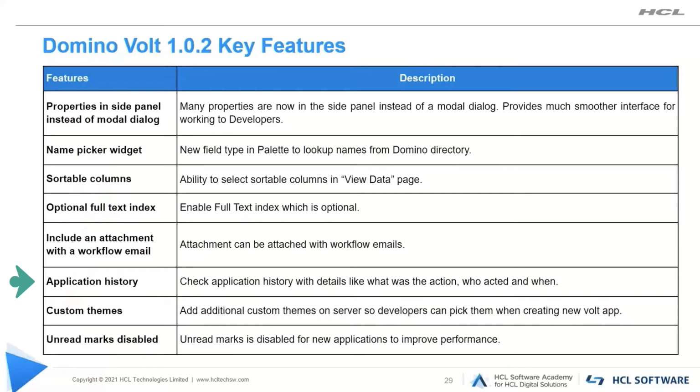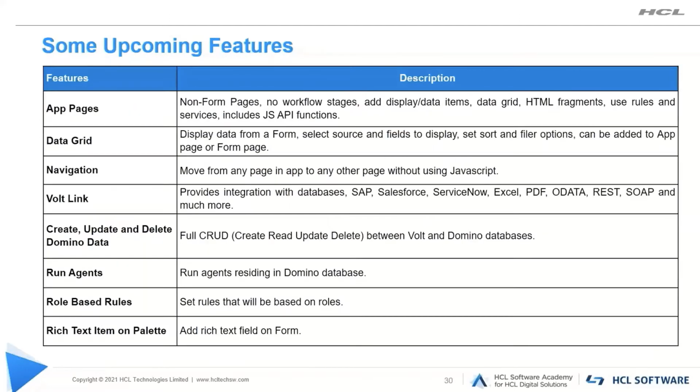Application history. You can now check the application history with the details like what was the action performed on the Volt app, who has done that action, and when was the action performed. Custom themes. You can add custom themes on the Volt server so that they can be picked up while creating new apps. The custom themes can be applied to multiple applications. Unread marks disabled. Unread marks are now disabled in the database for the new applications created in Domino Volt 102 so that it will improve the performance of the Volt app. Moving to the next slide.